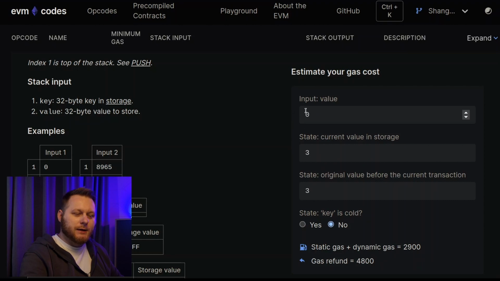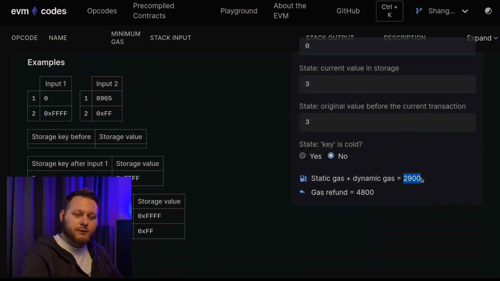But for example, in case we are setting something to 0, and the current value in storage and original value is 3, it's non-zero, we are paying 2900, but we are getting the 4800 gas refund. And what really is this gas refund?